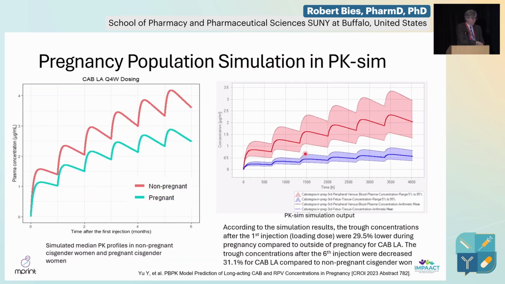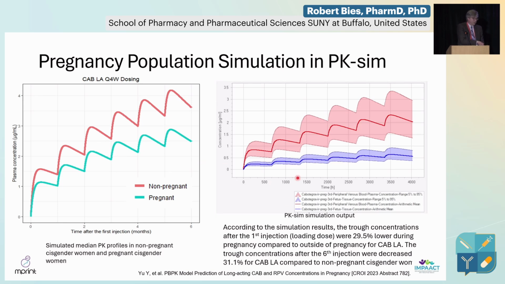So what did this show us? The left panel shows virtual CAB-LA every 4-week dosing. The red lines are in a non-pregnant cisgender woman. The blue lines are in a pregnant woman starting at the second trimester with those changes of the second trimester already starting right at the beginning. We wanted to implement the most extreme scenario and then run those continuous changes across the rest of this period.